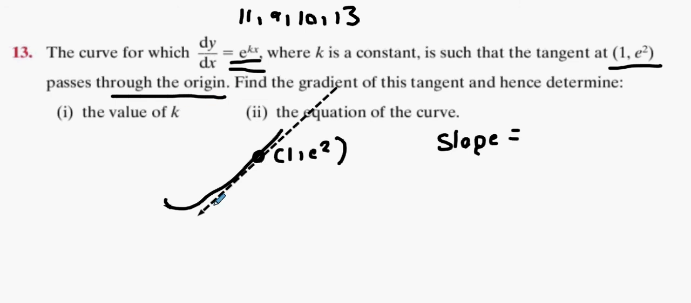Perfect. So what else do we know? (0, 0). So what can you tell me about the slope of this graph? e squared minus 0 over 1 minus 0. 1 across and e squared up. You could also use the slope formula, couldn't you?